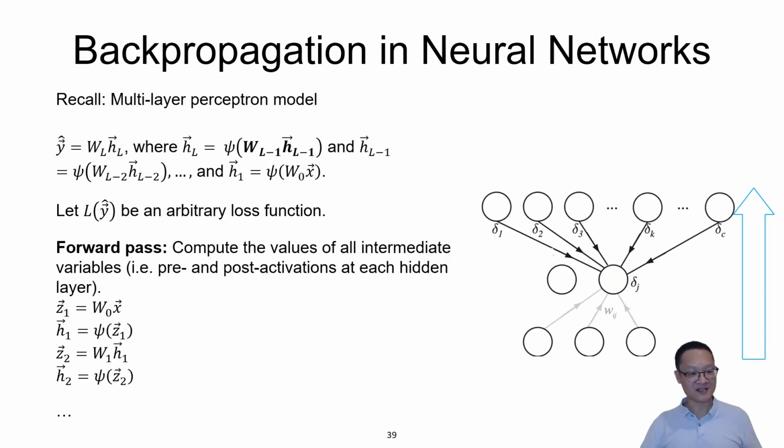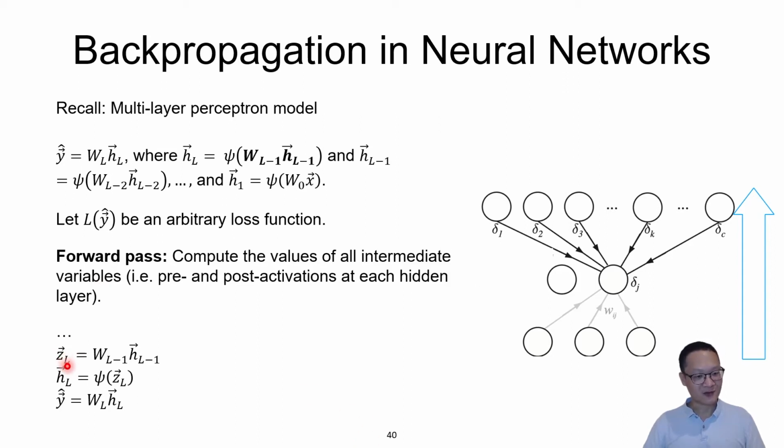Just returning to the slides a little bit. Sometimes it helps to see it both in writing as well as on the slides. So first we do the forward pass. We compute all the values of all the intermediate variables. So we need to save the values of all the Zs, all the Hs, all the way up to ZL, the last pre-activation, and then HL, the last hidden layer. And finally, we get our Y hat. So that's the forward pass.